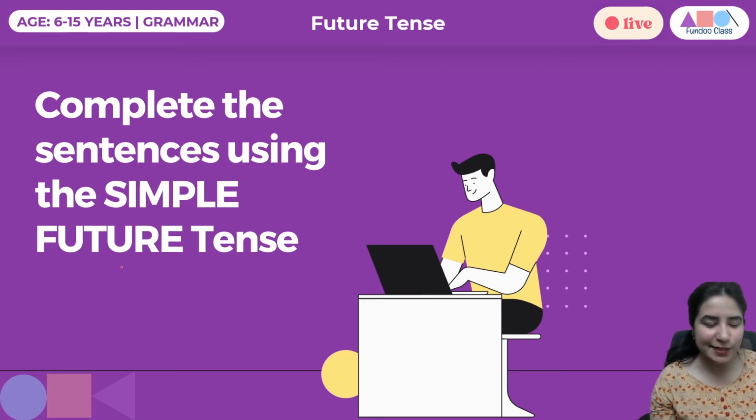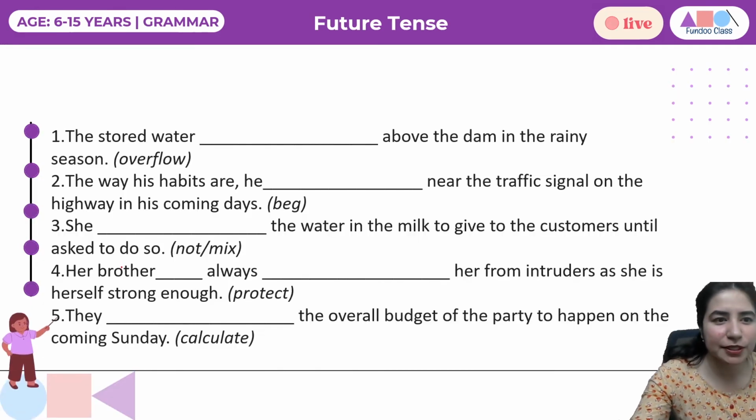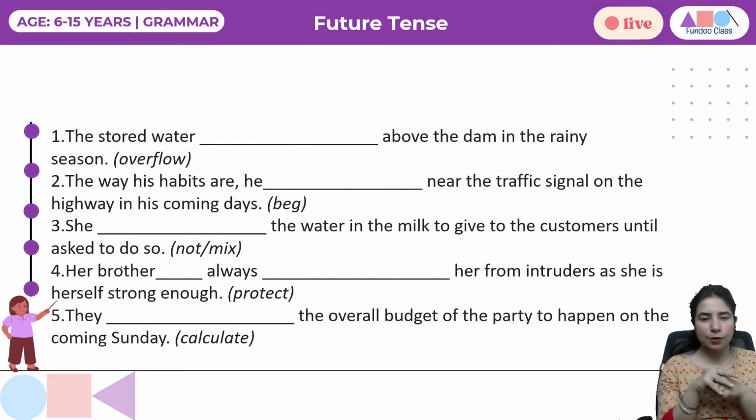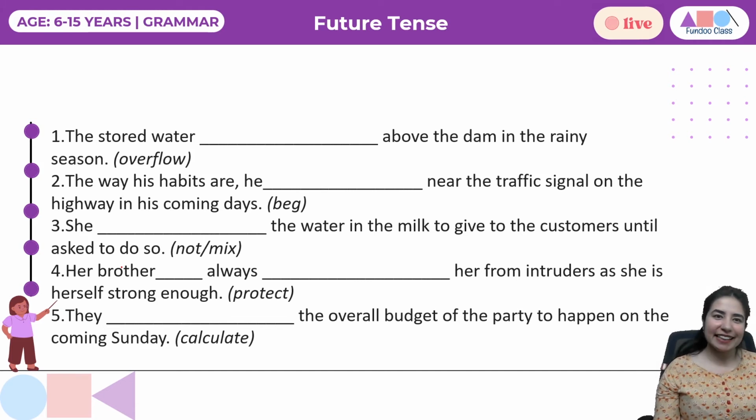So let's begin now. It's time to do the drill. The instruction is very clear. You have 5 sentences on the screen and you have to complete these sentences using the future tense. Start doing it and then we will discuss it together. Take a minute, complete all these 5 sentences using future tense. You already know the formula and we can revise also. I can write it also.